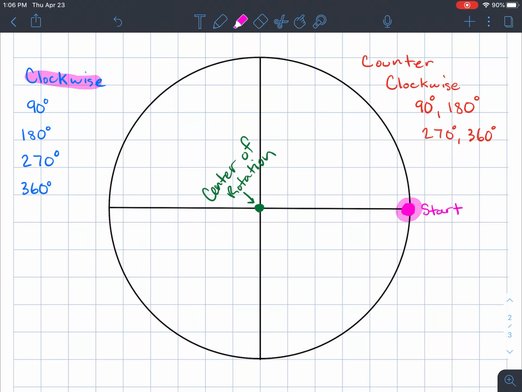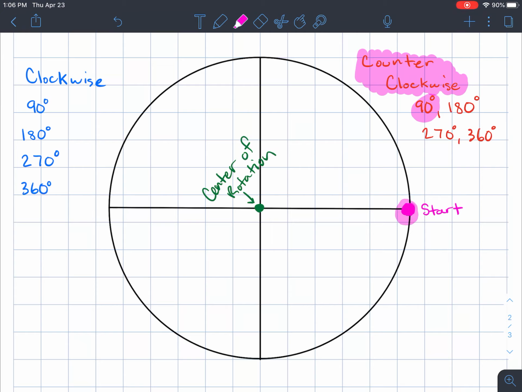So those were a brief overview of clockwise rotations. Again, notice that they're in increments of 90, and 90 is like a quarter turn, a quarter of the circle. Okay, so now let's take a look at the counterclockwise rotations. What is that going to look like? So let's do a 90-degree counterclockwise.